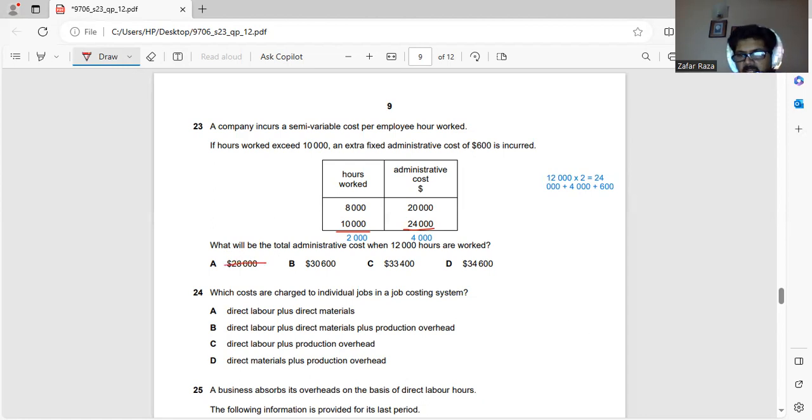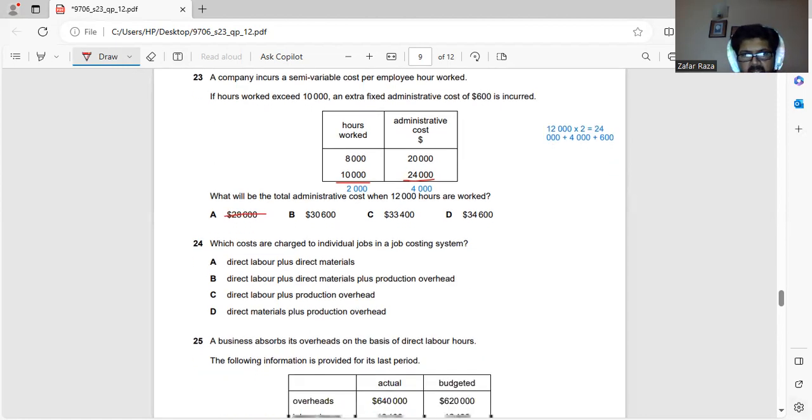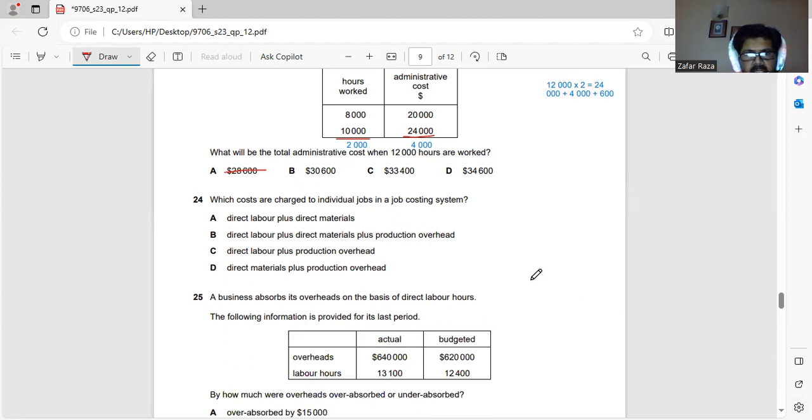Okay. Now come to 24. Which costs are charged to individual job in a job order costing system? Direct material, direct labor. Yes, this is B option should be the answer. In job order costing, we charge direct labor, direct material, and production overhead to individual job. So B option is the answer. Okay. 25.